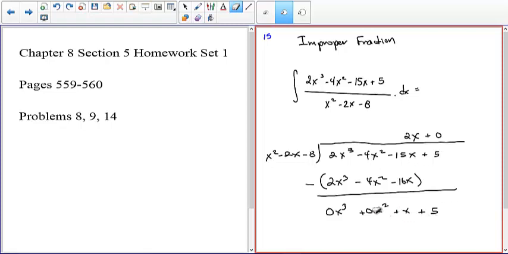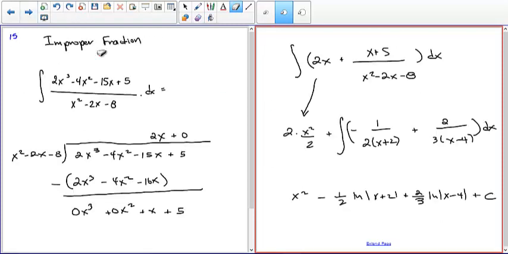Now because this went to 0, it's just going to be 2x plus 0, and then the remaining part of it is going to be x plus 5 divided by x squared minus 2x minus 8. So this original improper fraction is almost like a mixed number in some ways. You got the whole part and then the fraction part. So the whole part is that. If this was not 0, then I would include whatever that constant is.